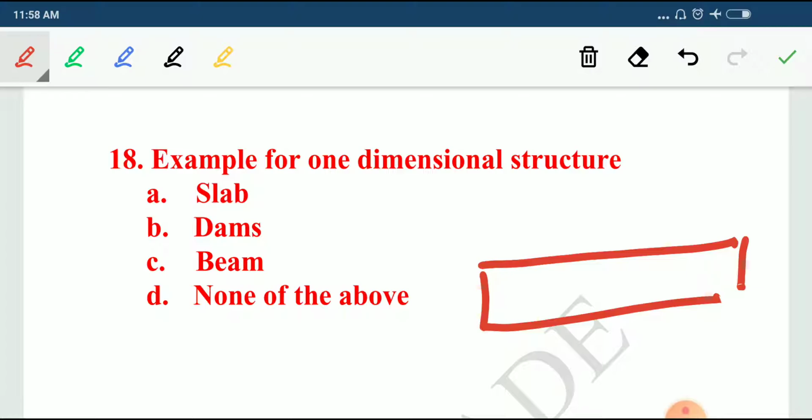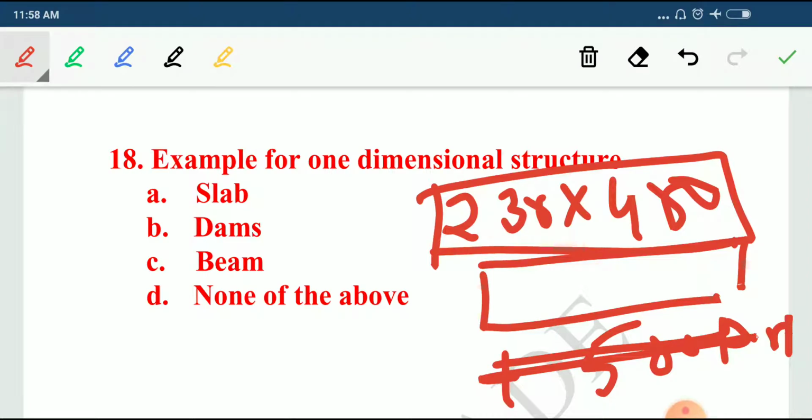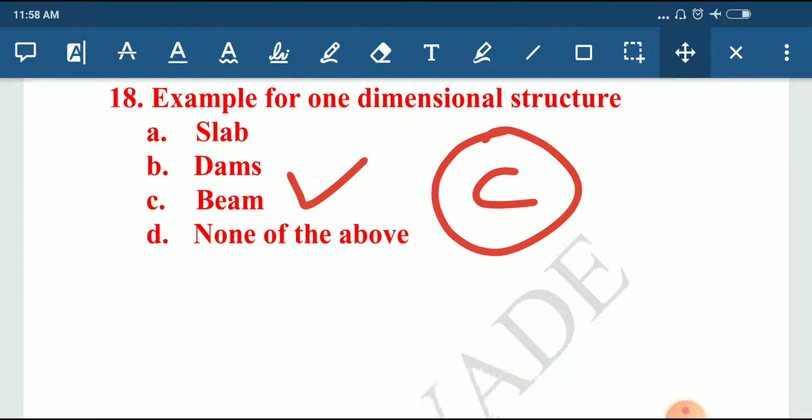I will give beam as an example. Say you take a beam with a length of 5 meters, and its cross section is maybe 230 by 450. If the length is 5000 in mm, then one dimension is very large compared to the other two dimensions, and that type of structure is called a one-dimensional structure. This classification of structure is done based on geometry. So for a one-dimensional structure, the correct answer is the beam, C. Next.